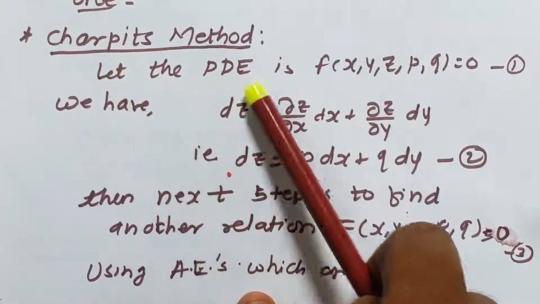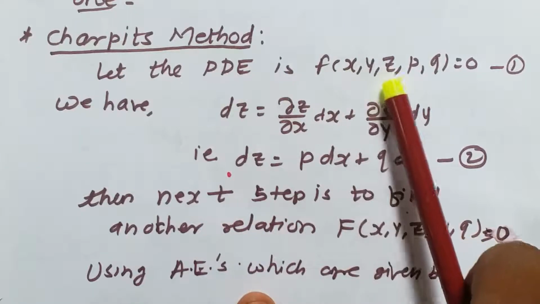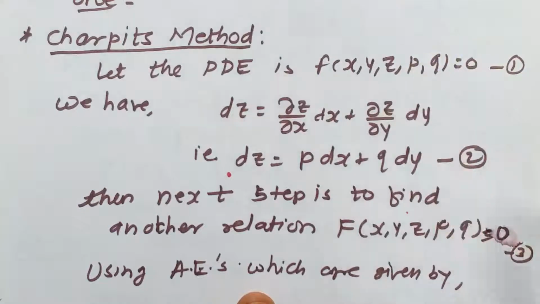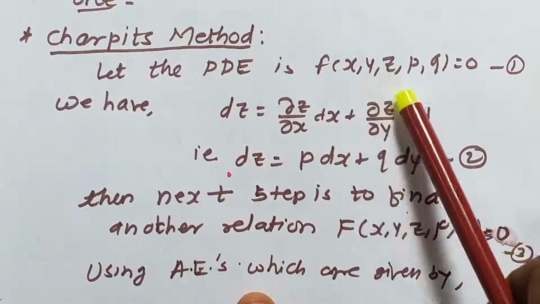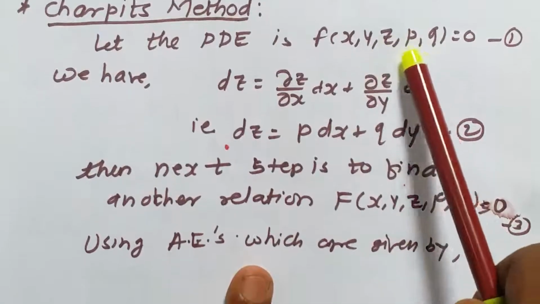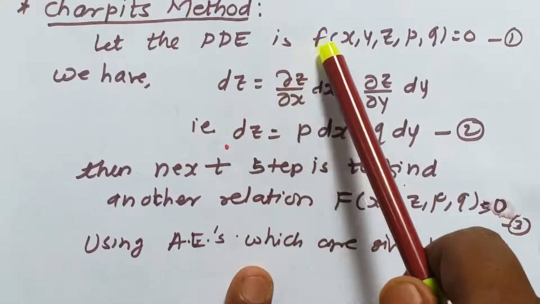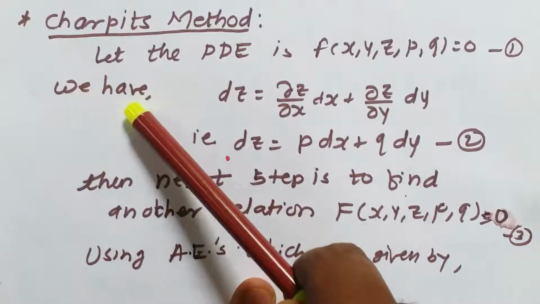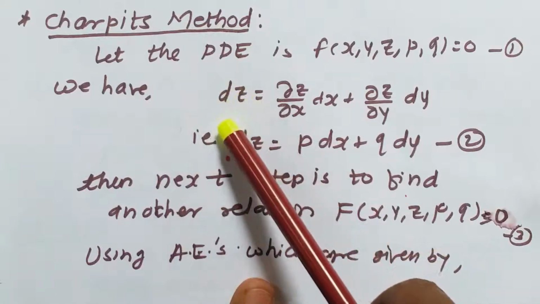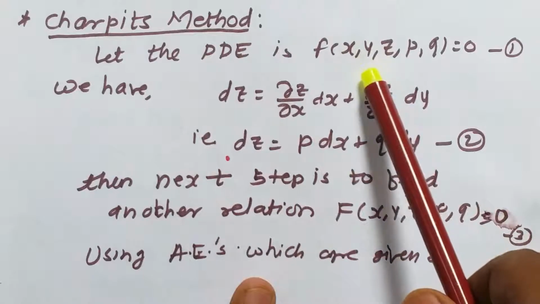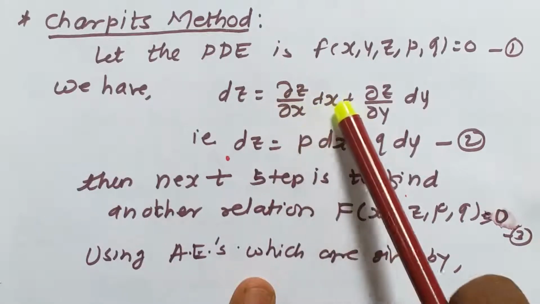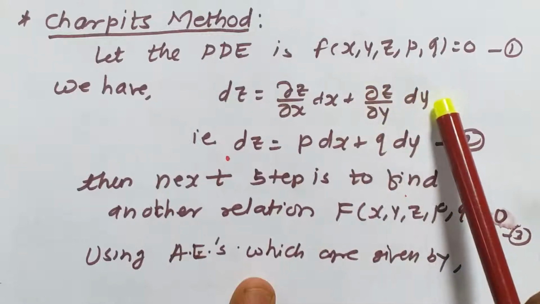So let the partial differential equation be f of x, y, z, p, q equal to 0. In this form your given nonlinear partial differential equation will be, where p and q terms will be there, and this function we are denoting by small f. Now one more thing we have, the total derivative concept. If z is a function of x and y, then the value of dz we can write as del z by del x into dx plus del z by del y into dy.